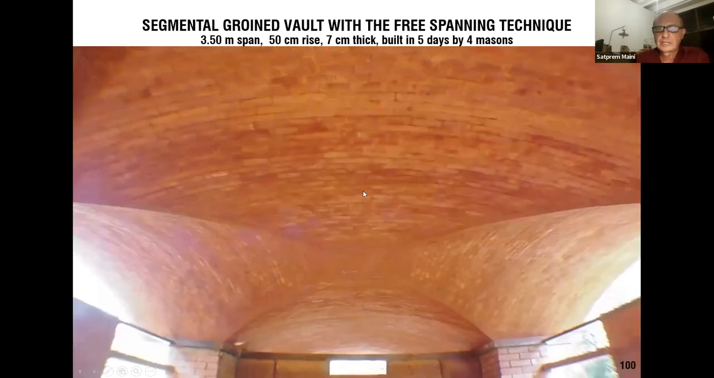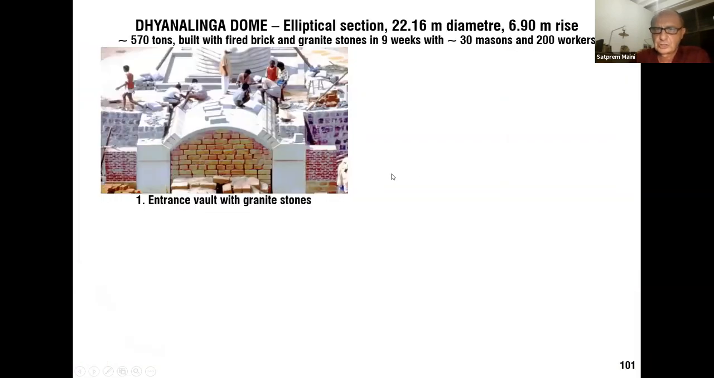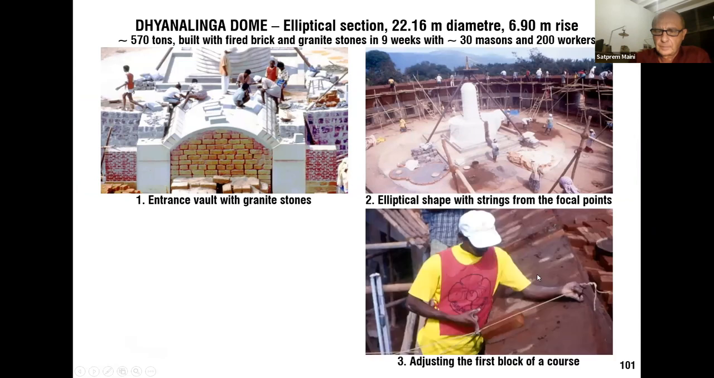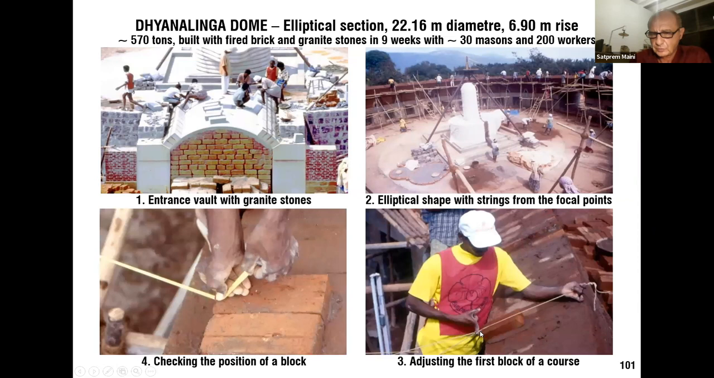Then the dome of the Dalalinga temple, which is an elliptical section with 22.6 meter diameter. So we have here an elliptical shape for the dome. This has the string lines to give the shape of the dome. We use the method abscissa. This is just to control the position of the first block. And then we check the diameter with the metal tape, which was anchored from this one here. We have a tripod here to measure the length.